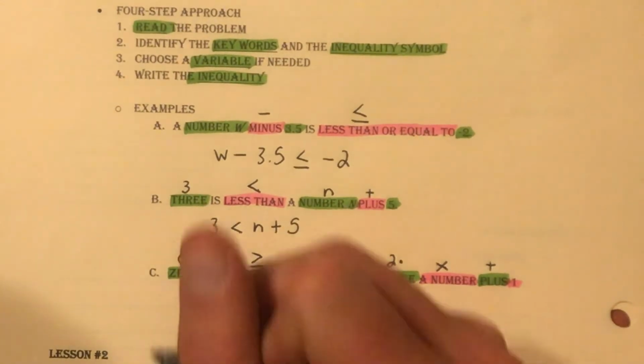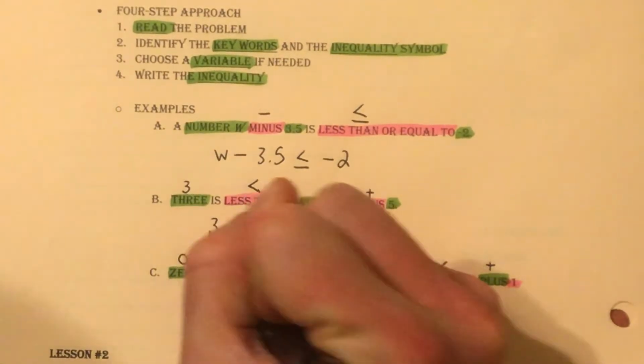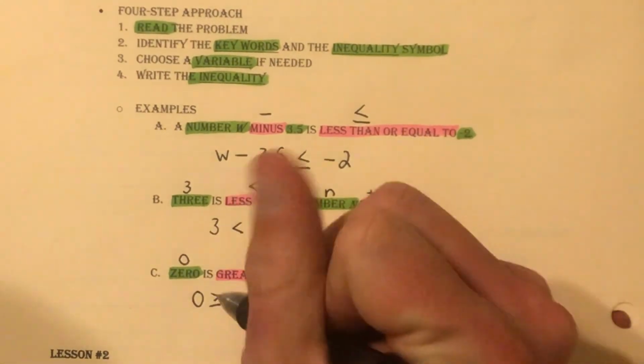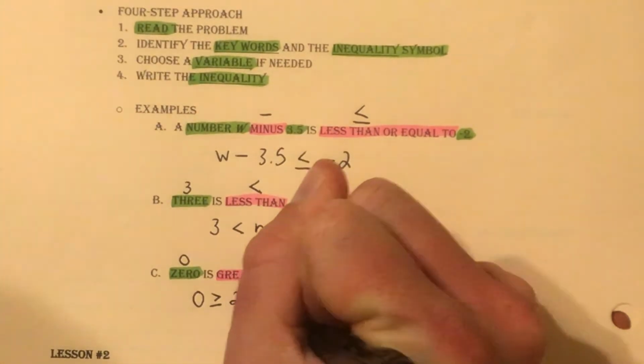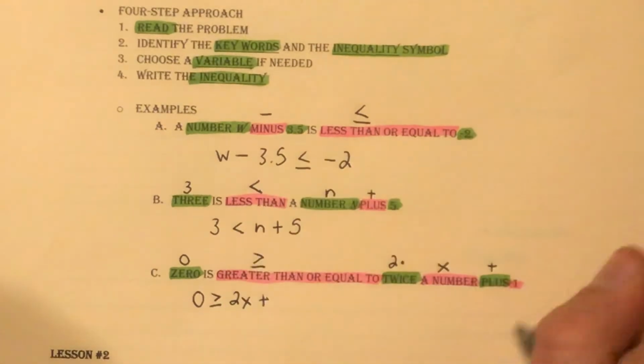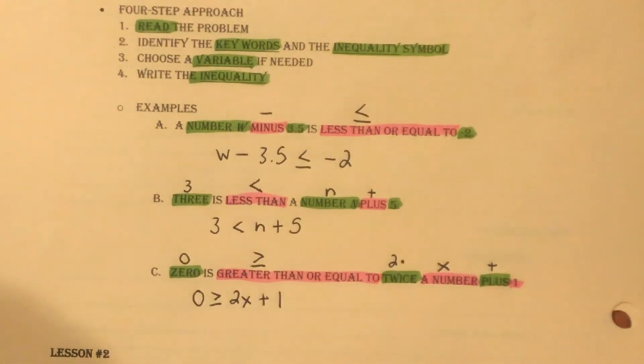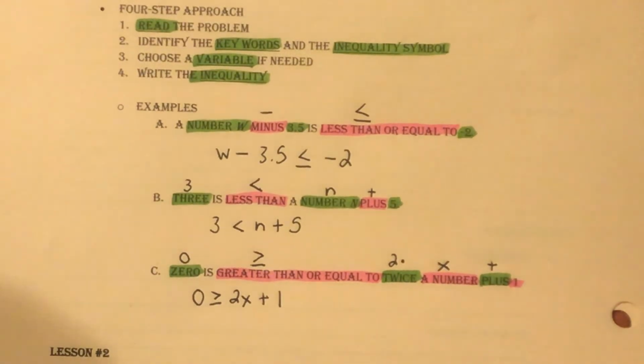Moving from left to right, I see 0 is greater than or equal to 2 times x, or we can write that as 2x, plus the number 1. So I ended up with 0 is greater than or equal to 2x plus 1. Well, 2x is the same as 2 times x, or twice x, plus 1. So that is correct. If you have any additional questions, please let me know, but that should be a good start to get you going on writing inequalities. Again, if you've got questions, make sure to ask them. Otherwise, you should have what you need to continue on to lesson number 2.